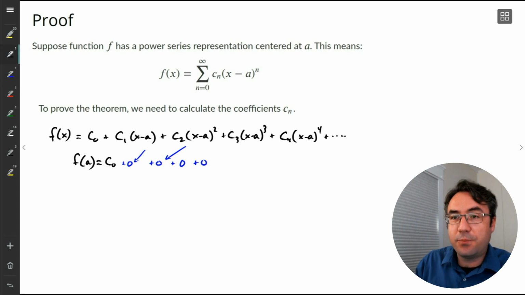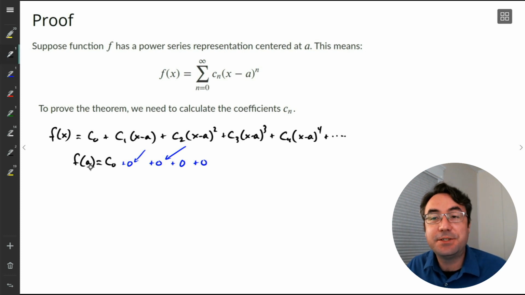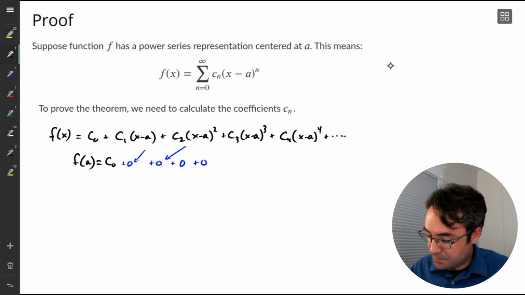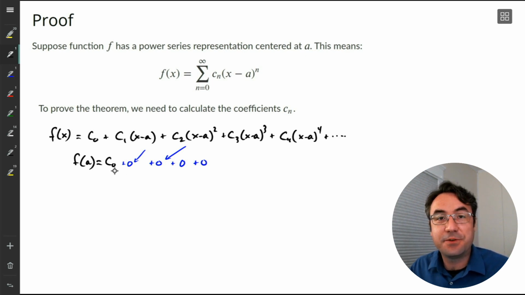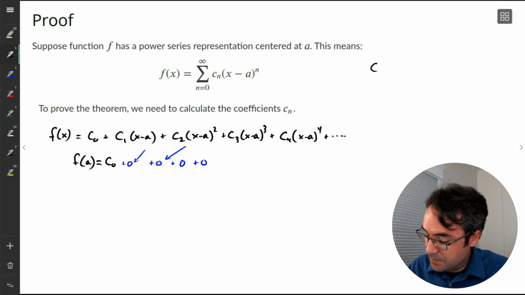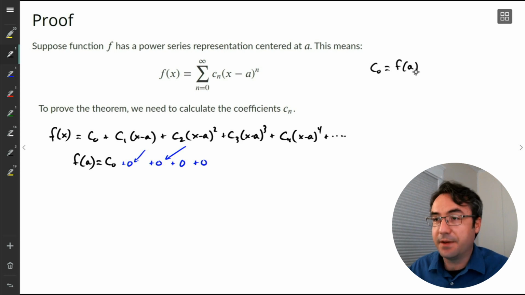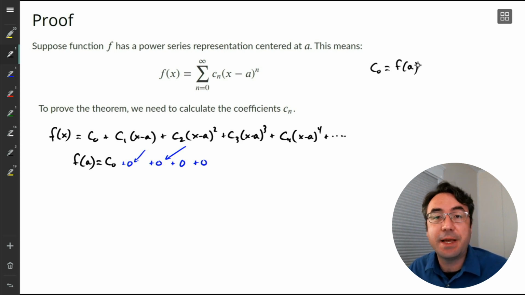And so when we plug a into the power series expansion, everything ends up canceling off except for that very first term. And so if we turn this around and solve for this unknown coefficient, we get c sub 0 is equal to f of a. And that's the first coefficient of our Taylor series expansion.